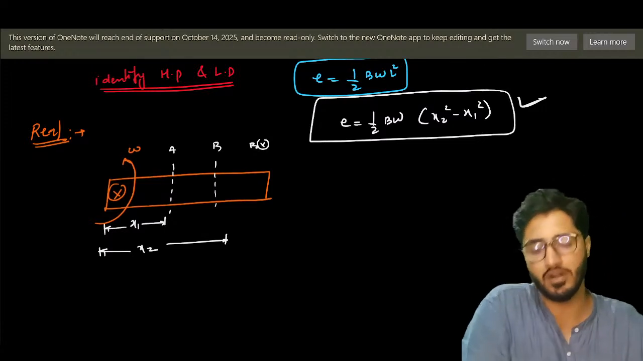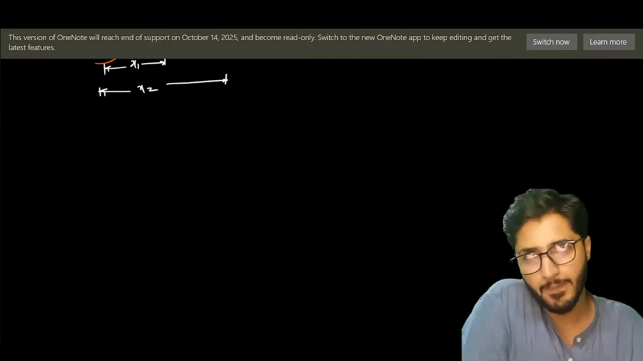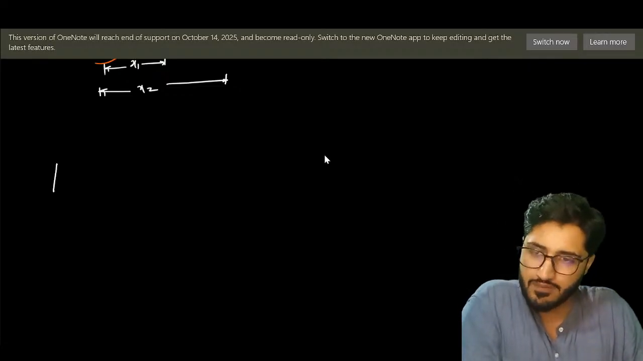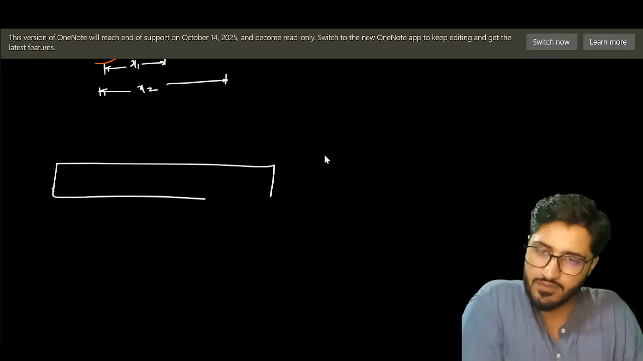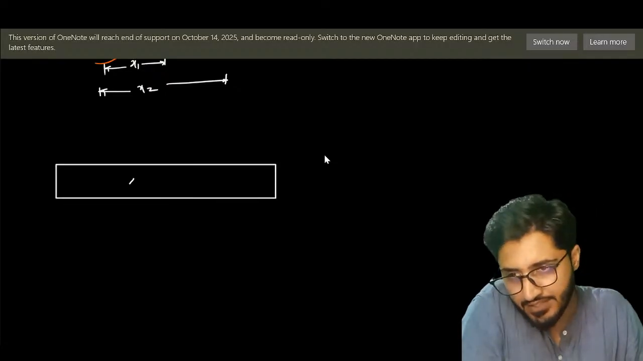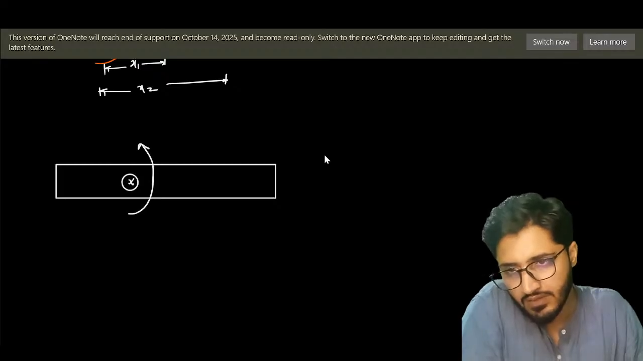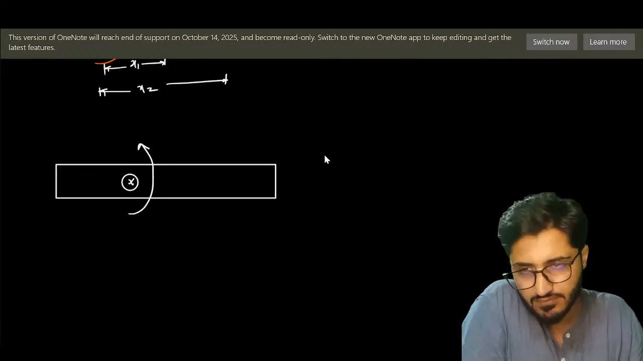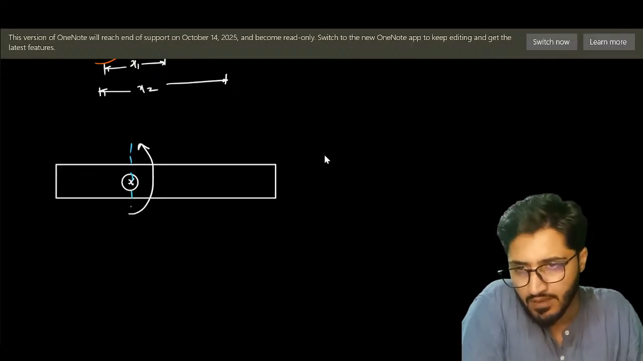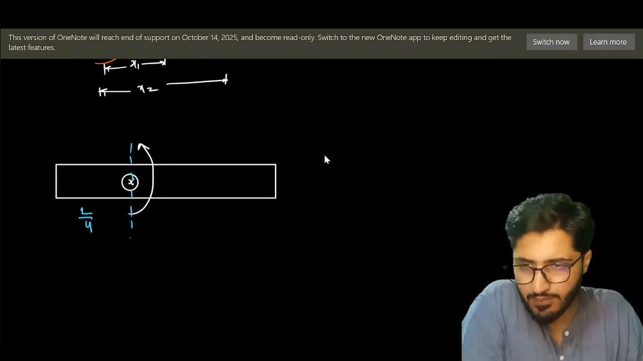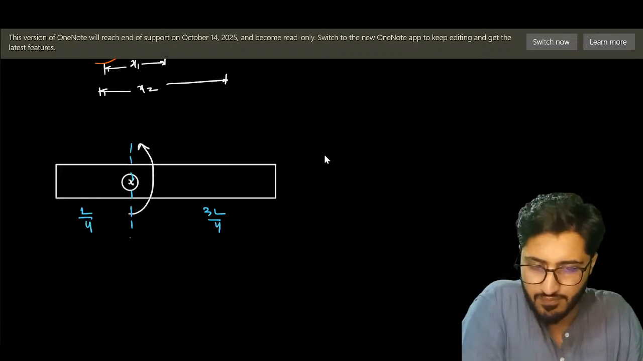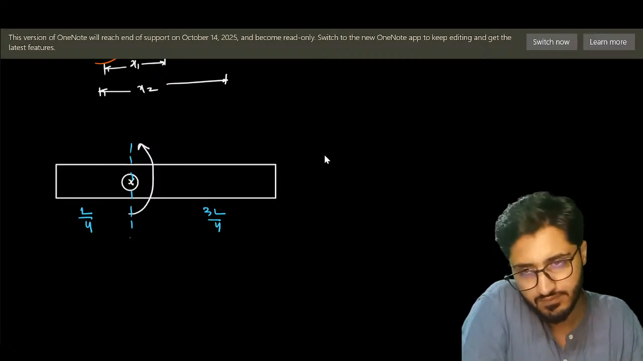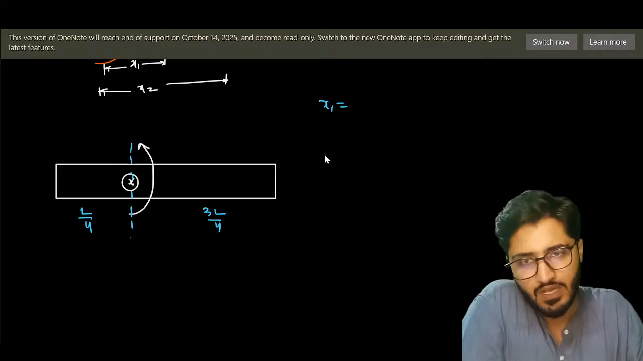Suppose we have a rod, and the hinged part is here. The distance of one part from the hinge is L by 4, and the distance of the other part is 3L by 4. How do we write this? What is x1 and what is x2?